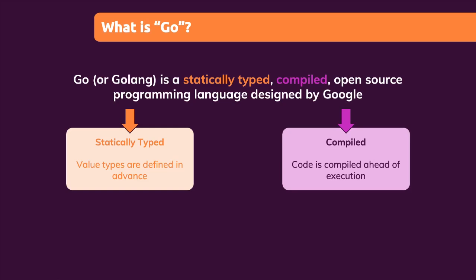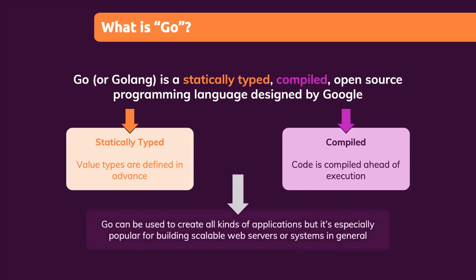Now, these are some key traits of the Go programming language, and these are some traits that make Go popular. Now, Go is a general purpose programming language that can be used to build all kinds of things, but it is most suitable for scalable web services or web servers. If you're building complex backends for your website or anything like that, or for large scale systems in general.